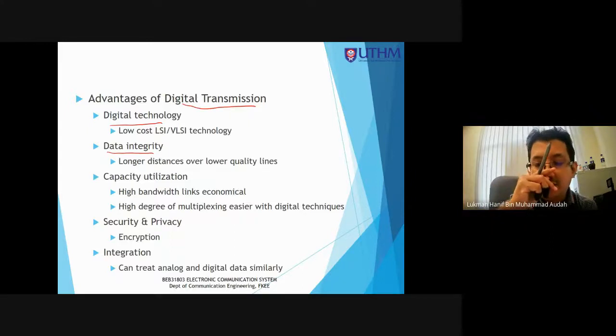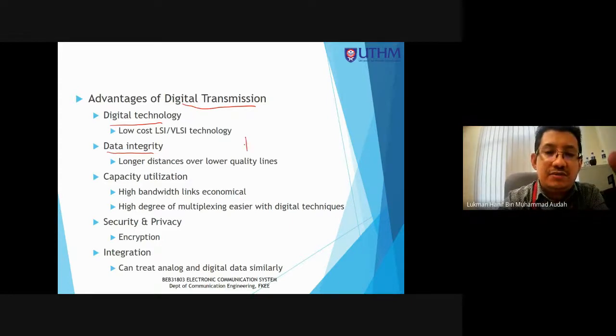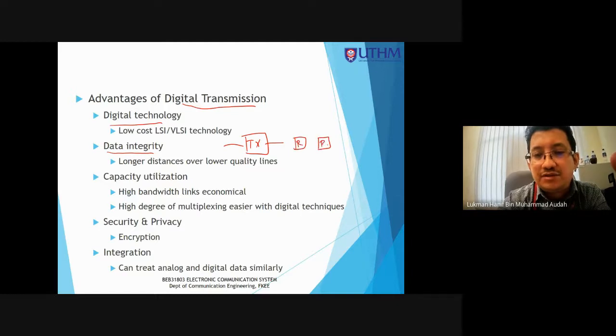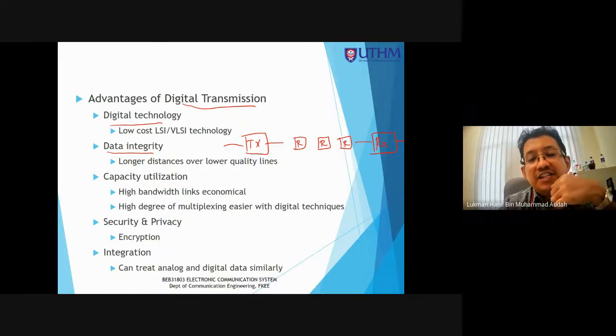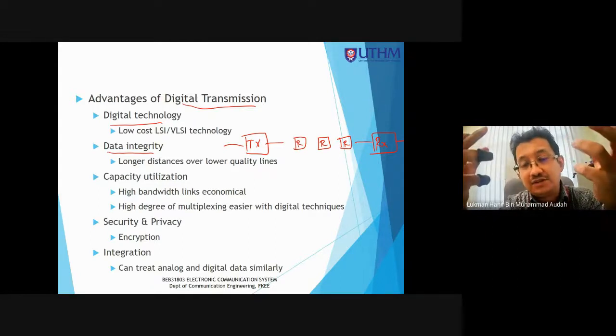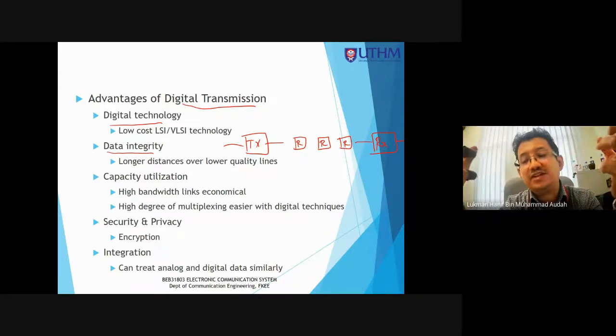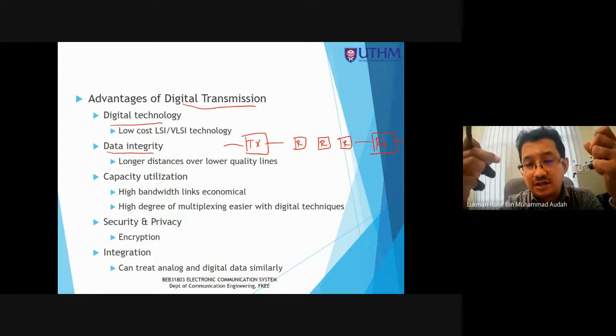Kenapa? Sebab we can use many repeaters between transmitter and receiver. So for example here transmitter, and this is a receiver. Between transmitter and receiver, we can have a few sets of repeaters. Repeater will regenerate the signal again. Dia menghidupkan semula signal yang dihantar. So jika jarak antara transmitter dan receiver itu jauh, kita boleh meletakkan beberapa repeaters in order to regenerate the signals, and then we can receive a good quality signal at the receiver side.